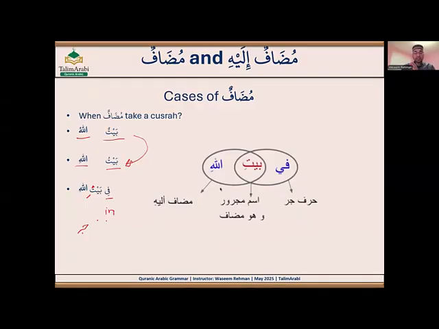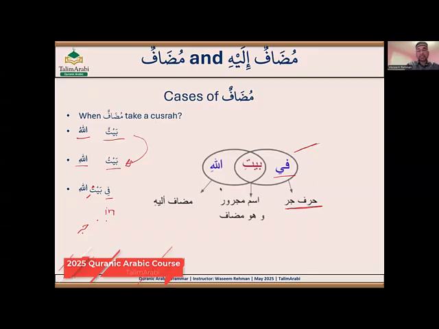If any harf of jar, or harf jar, comes before an ism, as the name says, they convert an ism into jar status. We'll learn them in future. But here, because we were learning about mudaf, when can a mudaf take a kasra? A mudaf can take a kasra when there is a harf jar coming before it. There are some handful of words called harf jar, and when they come before an ism, they convert that ism into jar status.